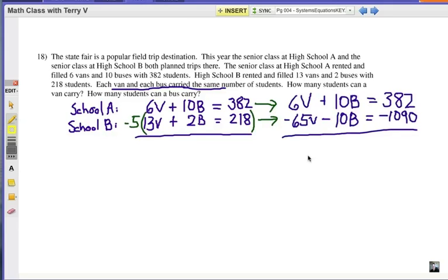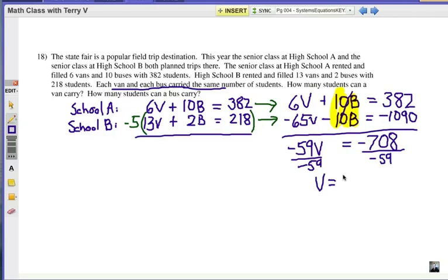Here are our 2 equations rewritten, and notice that the B terms are eliminated. So don't be concerned about the negative signs because usually they work themselves out. We do know that our answers have to be positive because we're talking about numbers of students. So in our last step here, we're going to divide by the negative 59. And then we have a negative divided by a negative, so our answer is going to be a positive number. 12. It's going to be 12 students in each van. All right, substitute it in to get our second answer.